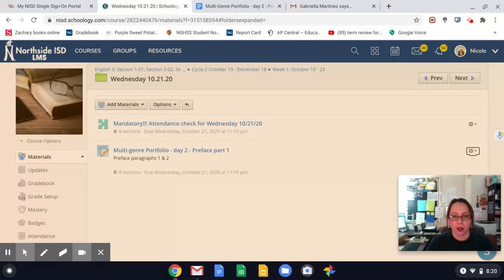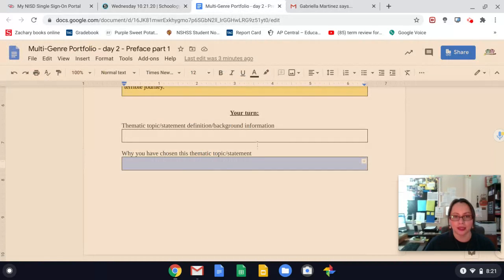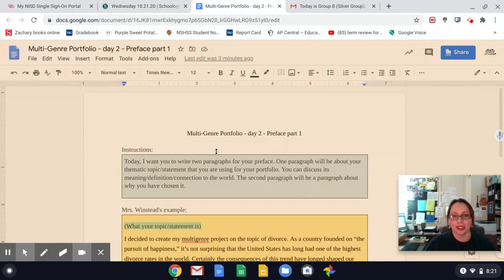So today, all I want you to work on are the 2 paragraphs that deal with the preface. If you go back into Miss Winstead's example about her American divorce, it's the 2 first paragraphs of the preface document when you open it. It's the number 1 on the table of contents that she provides for you on that blue-paged document. So when you click on your assignment and you click on your document, you should get something like this. It gives you the instructions.